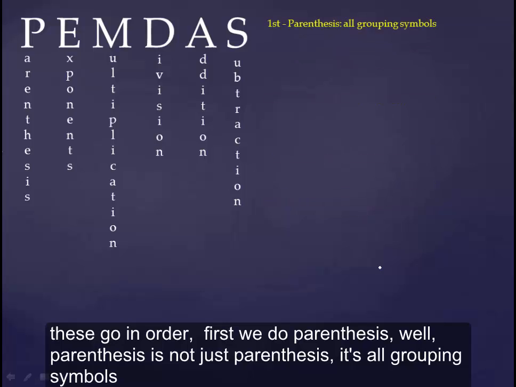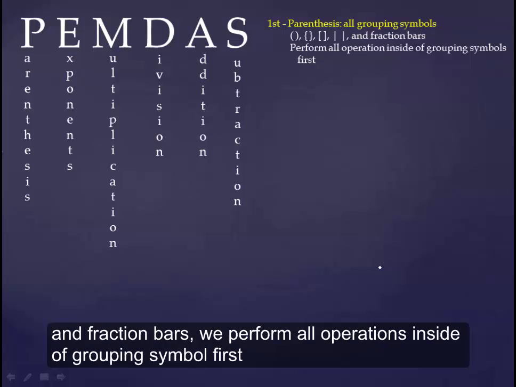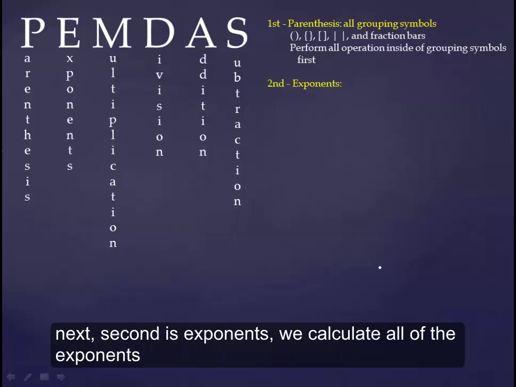First, we do parentheses. Well, parentheses is not just parentheses, it's all grouping symbols. This includes parentheses, braces, brackets, absolute value, and fraction bars. We perform all operations inside of grouping symbols first. Next, second is exponents. We calculate all of the exponents.